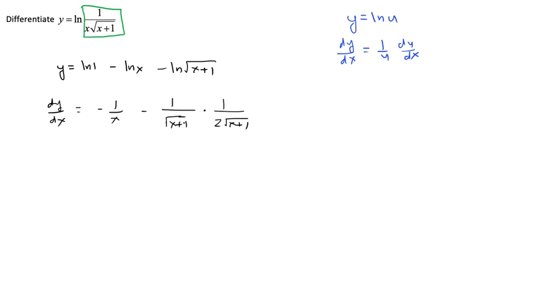But notice, here we can actually multiply these two together. So what do we end up with? dy/dx equals negative 1 over x minus, in this case, 1 over 2 times x plus 1. And we can leave this as our final answer.